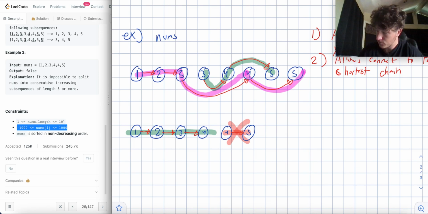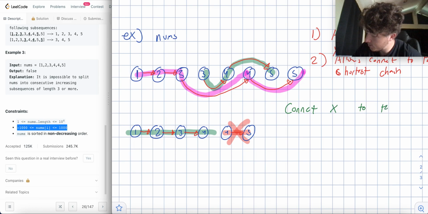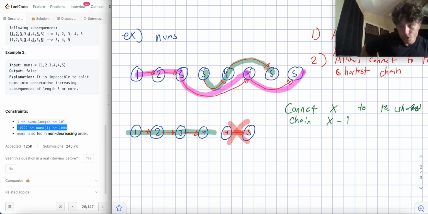So really succinctly what we're trying to do is always connect. We're going to connect X to the shortest chain X minus 1. Always. Right, we always connect X to the shortest chain X minus 1. It's always our purpose here.